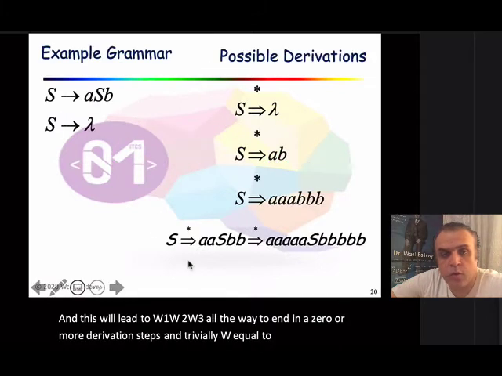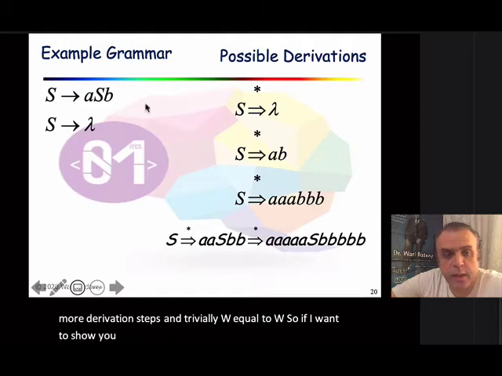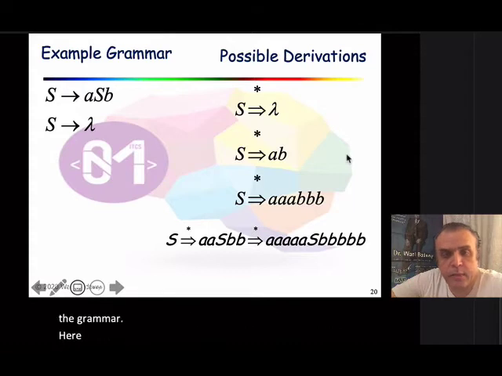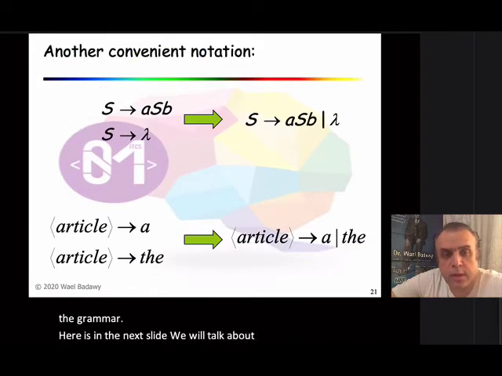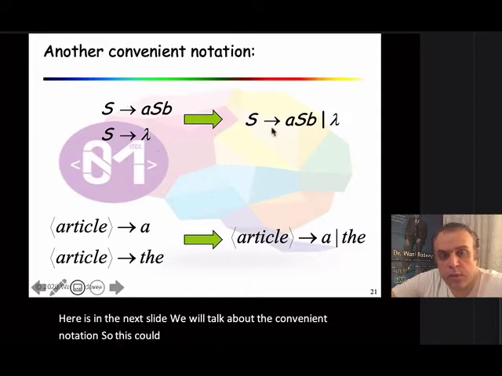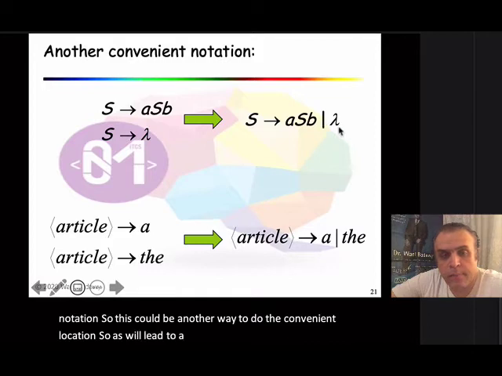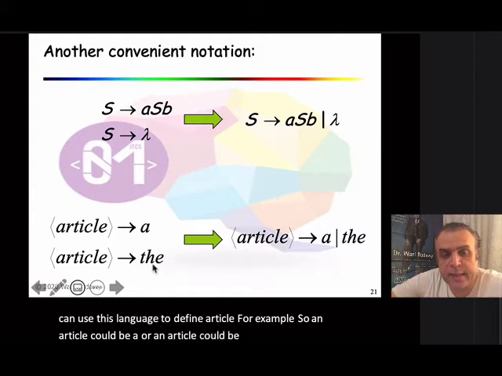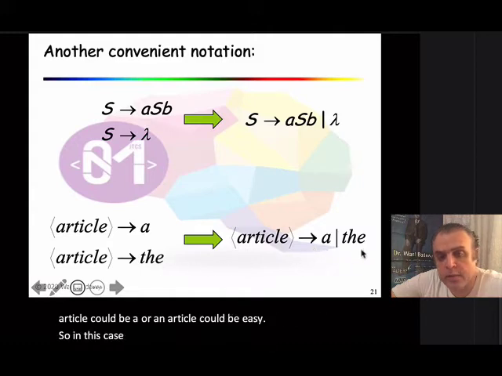So if I want to show you both sides of the equation, here I can give the example of the grammar, and here I can show the derivation of the grammar. In the next slide we will talk about the convenient notation. So this could be another way to do the convenient notation. S will lead to ASB or lambda, and in this case we can use this to define an article, for example. An article could be A or an article could be Z. So in this case, article leads to A or Z.